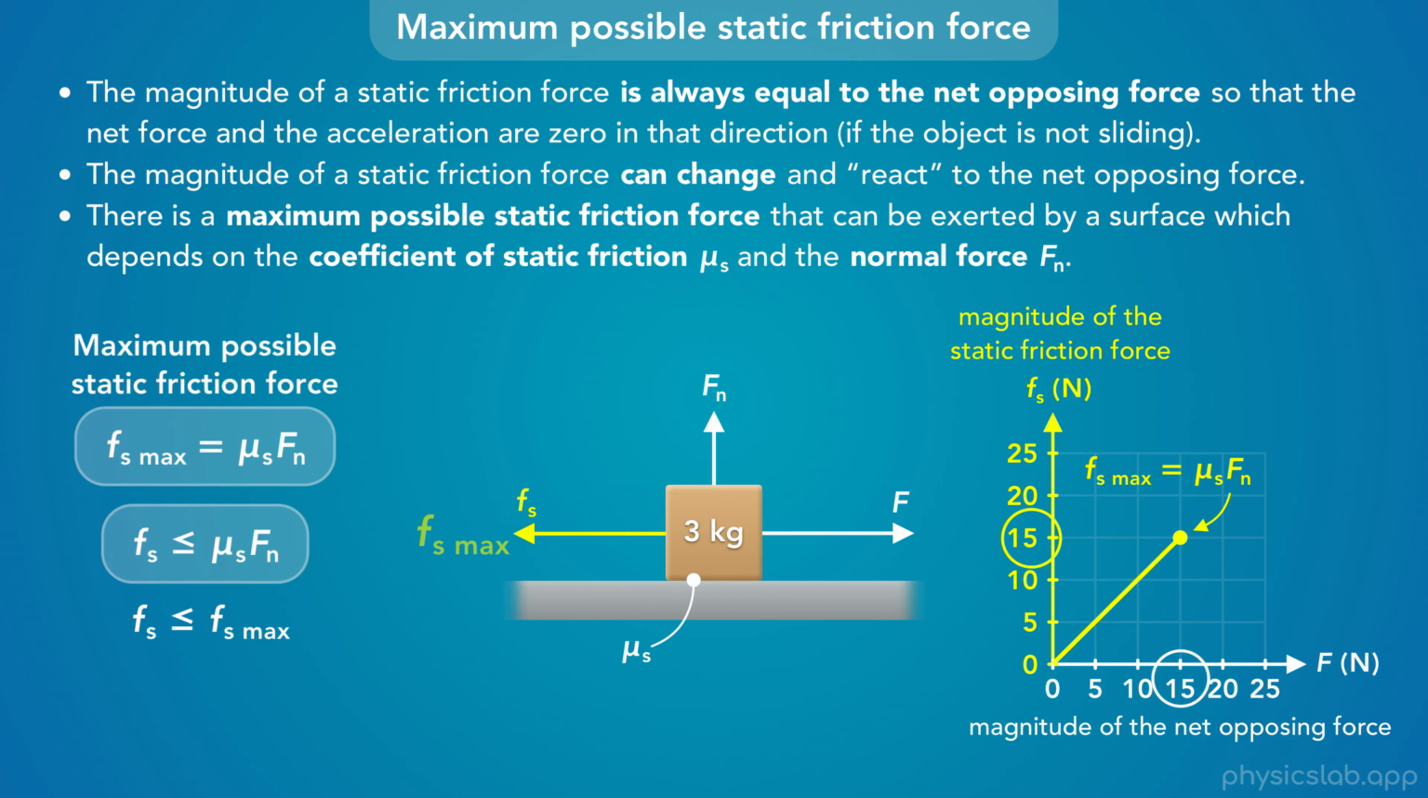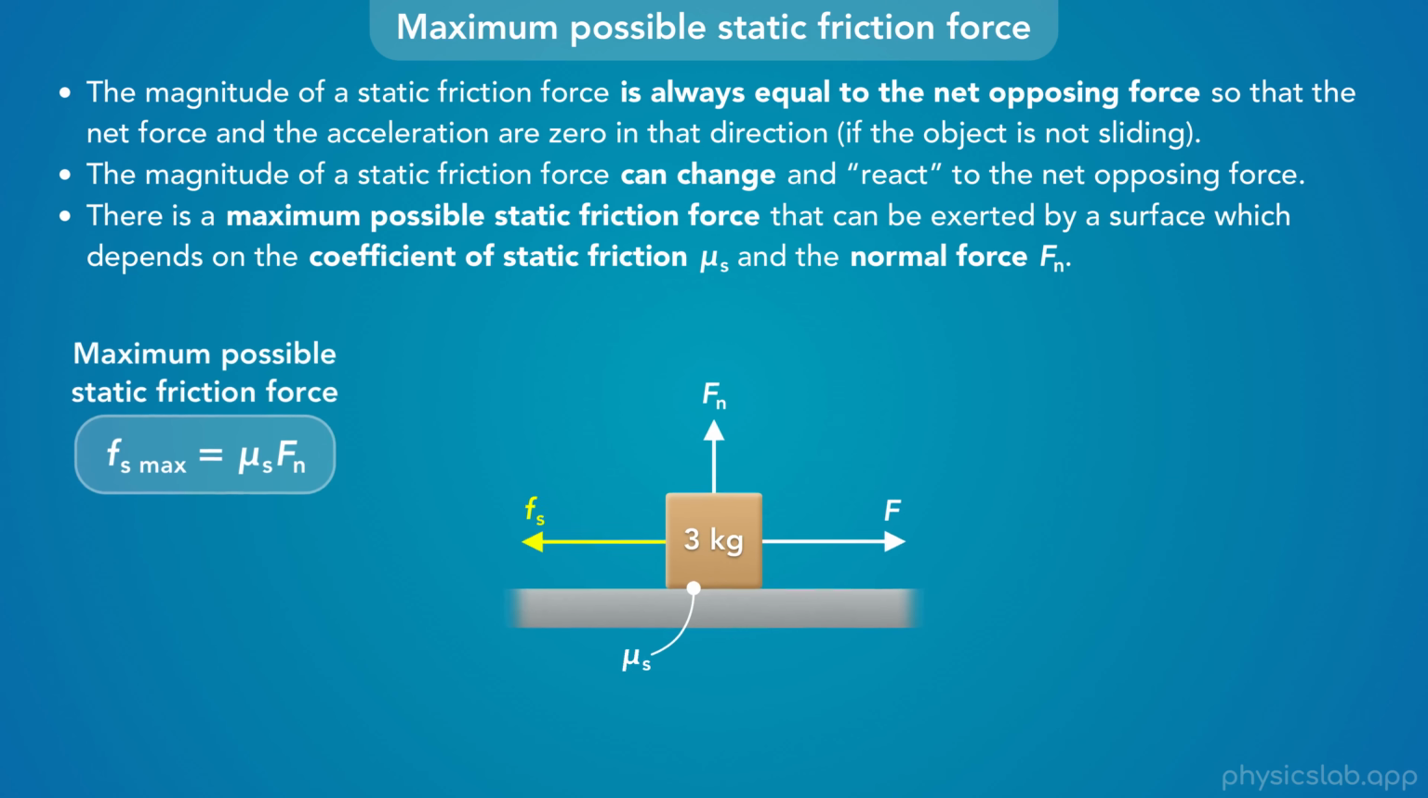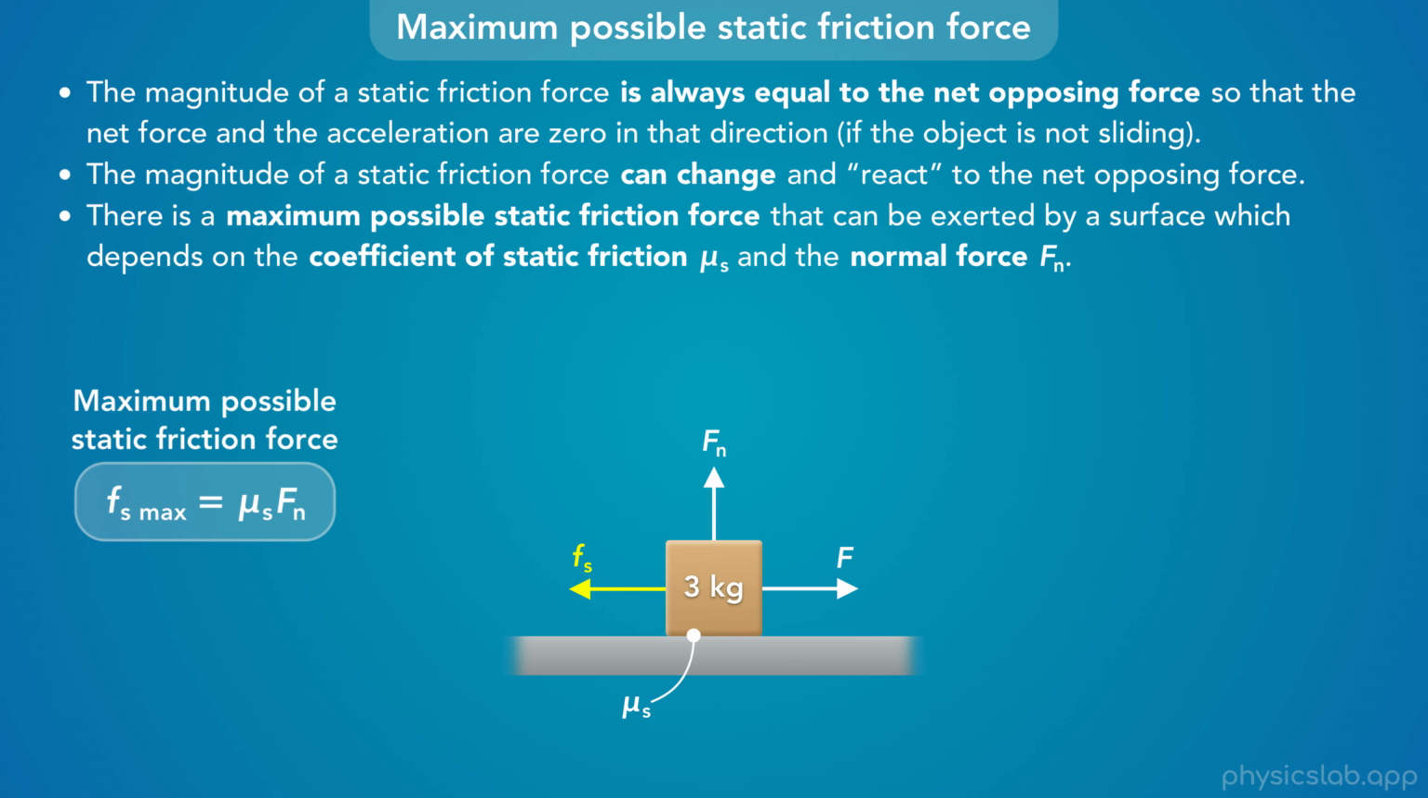That's the point that people usually forget. When they're asked to find the magnitude of the static friction force, they jump straight to this equation because that's what we're used to. But for static friction, this gives us the maximum possible value, not the actual value. The actual static friction is equal to the net opposing force, as long as it's less than the maximum value and the object doesn't slide.